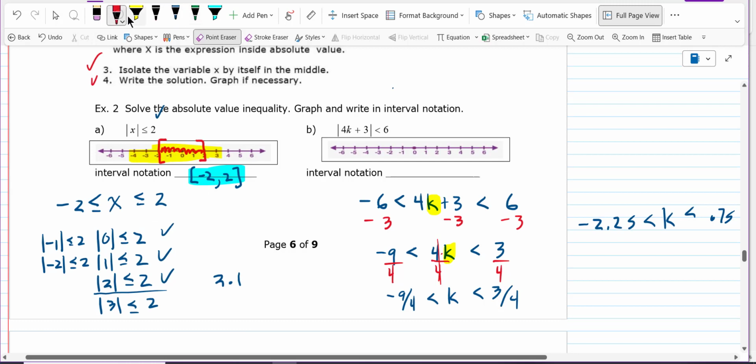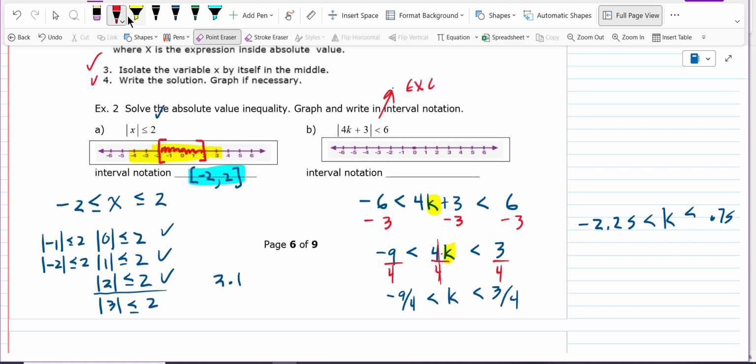So when we graph this, we're going to exclude the endpoints because there's not an equal to bar. So what we'll do is just go to -2.25, we'll go to 0.75, and then we'll shade in the middle with parentheses. So that's how your number line graph would look. Your interval notation would be just begin at -9/4, comma, end at 3/4.